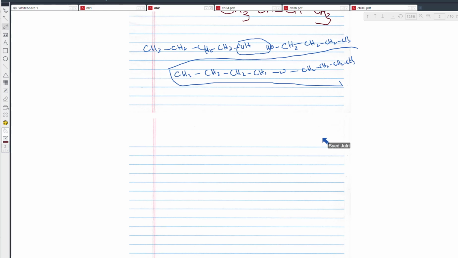So B says 1-butanol is subjected to an excess of oxidizing agent. Excess means it's not going to stop at the aldehyde. First of all, is 1-butanol primary, secondary or tertiary? We already have 1-butanol here. Primary, right? So primary can go to the aldehyde and further go to the carboxylic acid, because they are saying excess oxidizing agent. So what will you get? Carboxylic acid. So you will get butanoic acid.